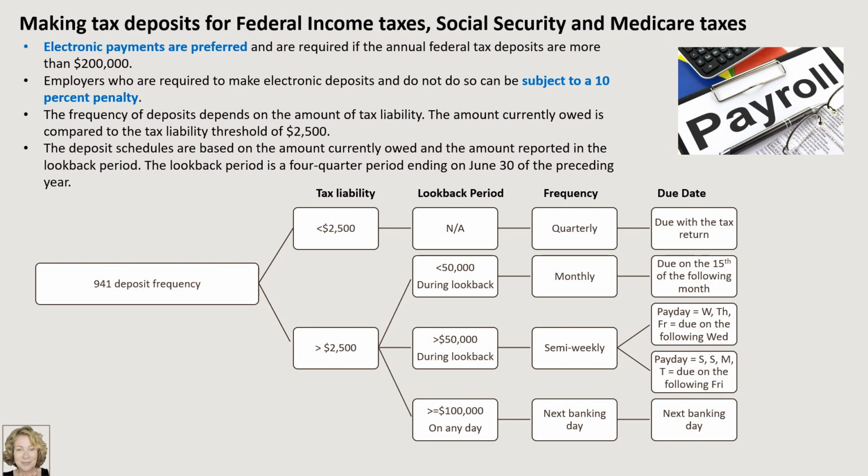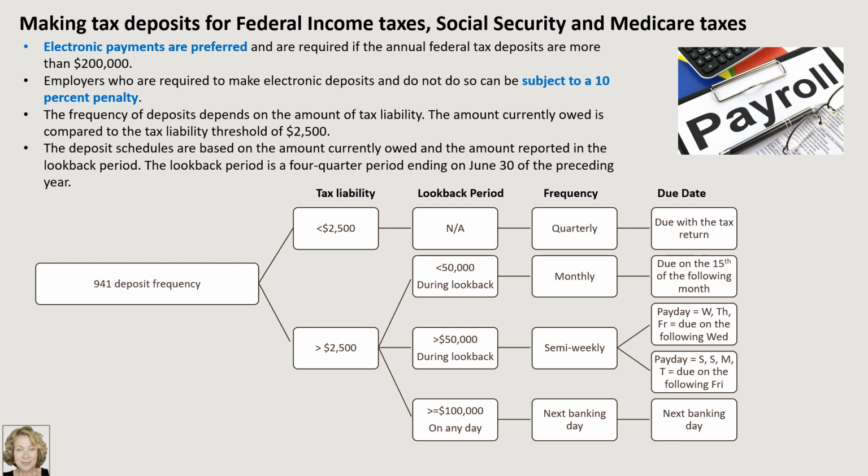So just because you have a semi-weekly payroll doesn't mean that the employer's tax deposits are due semi-weekly. The basis for determining the deposit frequency are the amount owed and the amount reported in the look-back period. What's the look-back period? The look-back period is a 4-quarter period ending on June 30th of the preceding year. Let's look at the graphic.